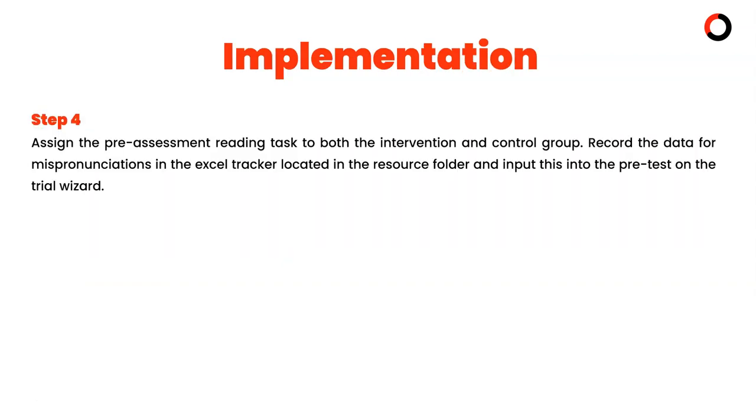Implementation. Next is to assign the pre-assessment reading task to both the intervention and control groups. So record the data for the mispronunciations in the Excel tracker, located in the resource folder, and then input this into the pre-test on the trial wizard. If you're unsure where to download the data in a CSV file, just go to the training resource, which is included in the resource folder. It basically goes through where you can find this in the Microsoft training to access the CSV.